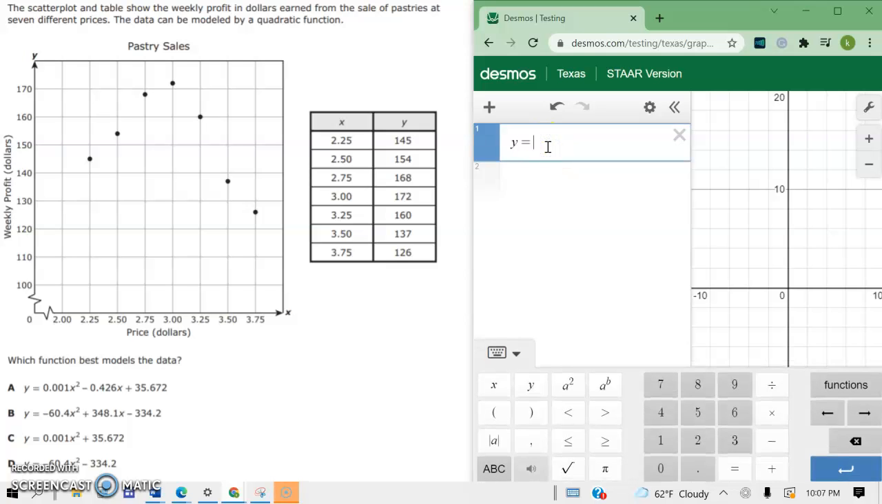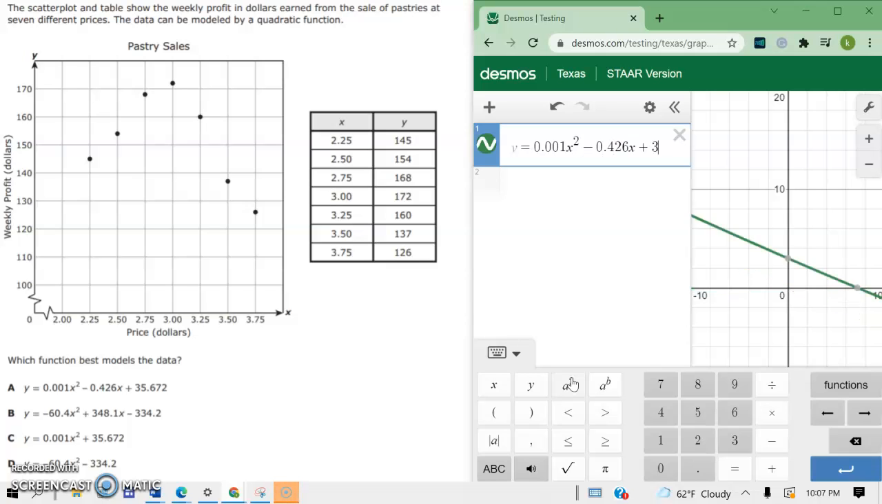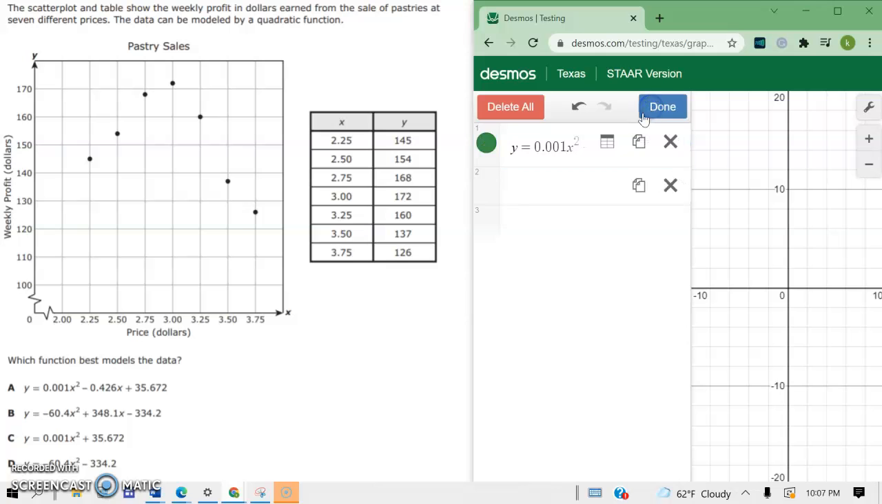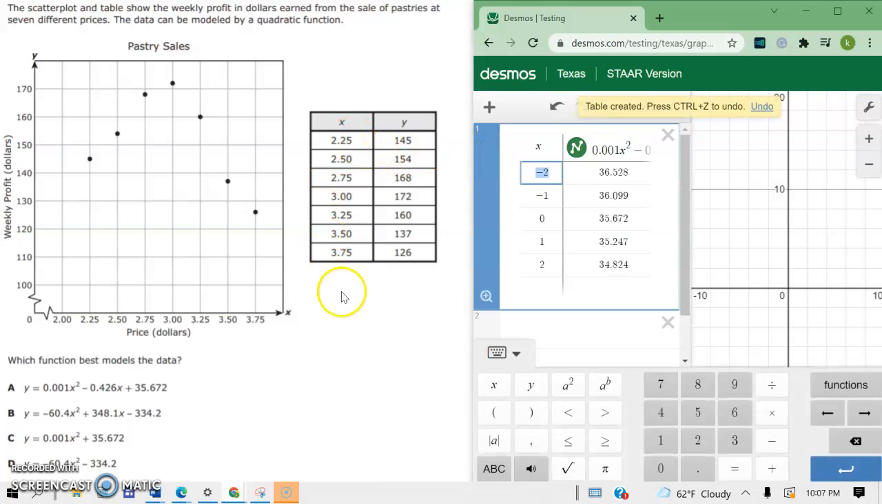So it's y equals 0.001x squared minus 0.426x plus 35.672. I'm going to convert that to, by pressing the gear, to a table. Then I'm going to put these values here on the x. Let me start off with 2.25.